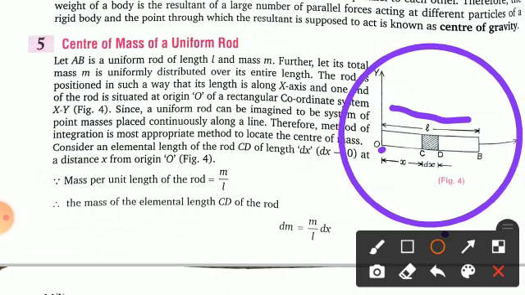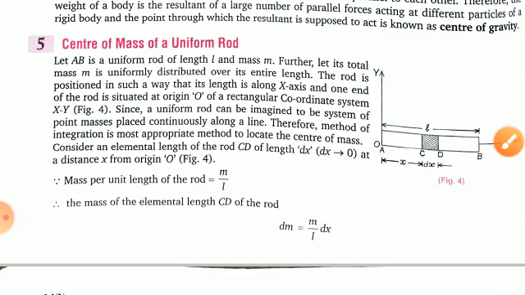A uniform rod can be imagined to be a system of point masses placed continuously along a line. We are considering here that the point masses are situated along this line. Therefore, the method of integration is the most appropriate method to locate the center of mass. So we are considering an elemental length of the rod CD. You can see here we consider a small length CD, of thickness dx. Clear? So dx tends to 0, at a distance x from the origin, and this distance is very, very small.